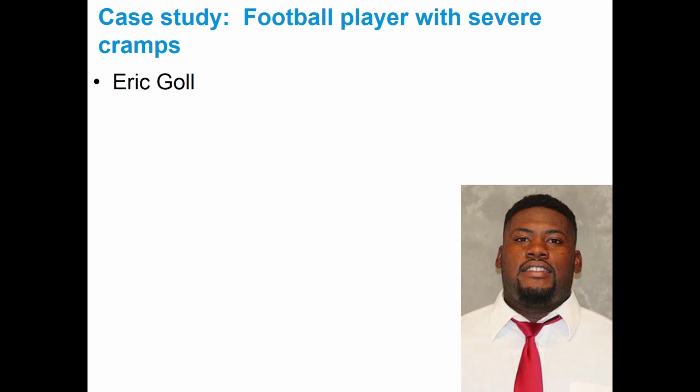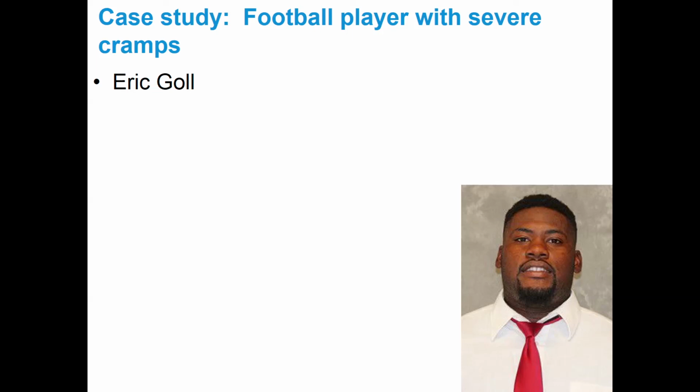All right, one more case study for this chapter, and this is another football player. He's pictured there in the lower right. His name is Eric Gall. He was a sophomore football player at a school named Chadron State College, which is in northwestern Nebraska. He was a transfer player, originally from Florida, but he had transferred to Chadron State.